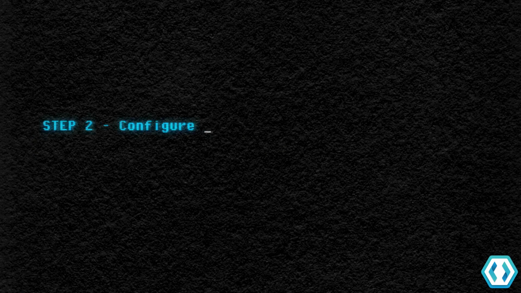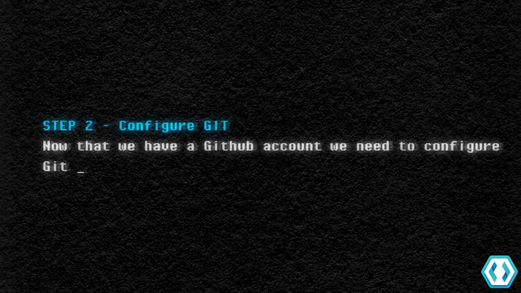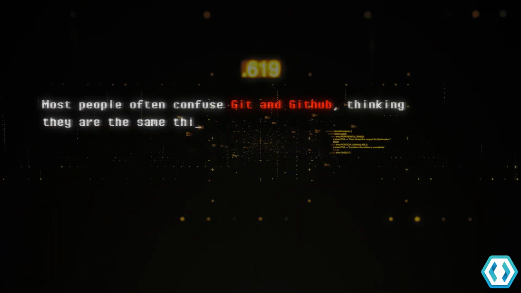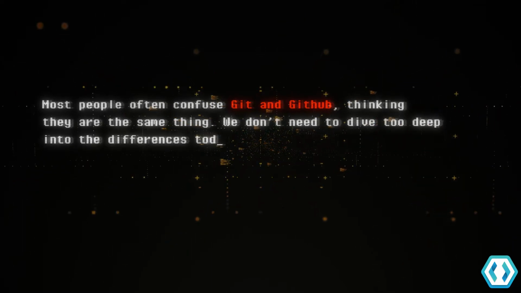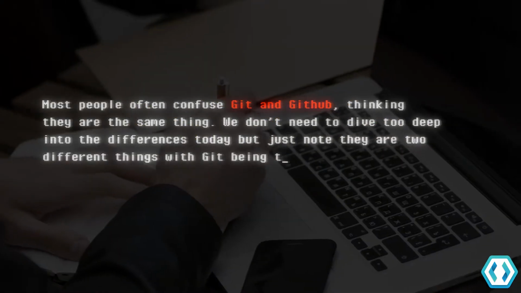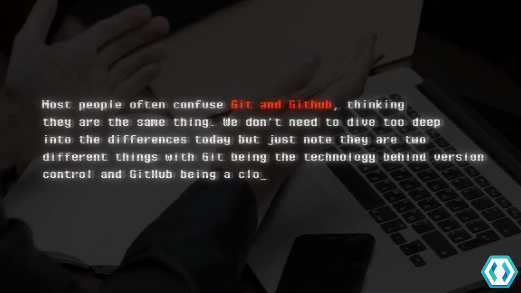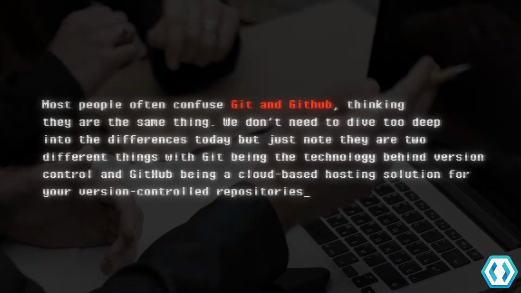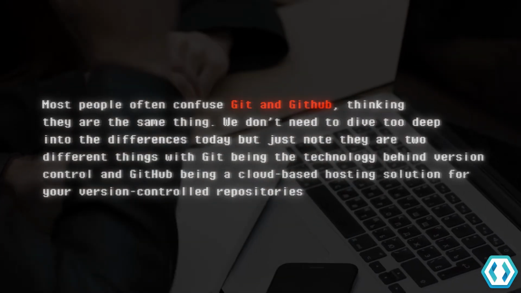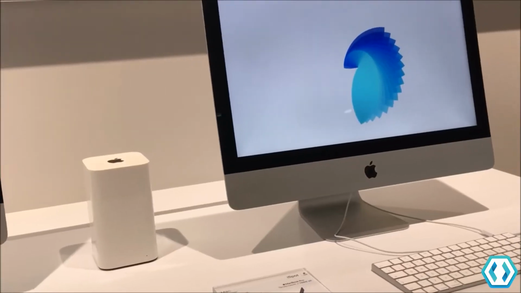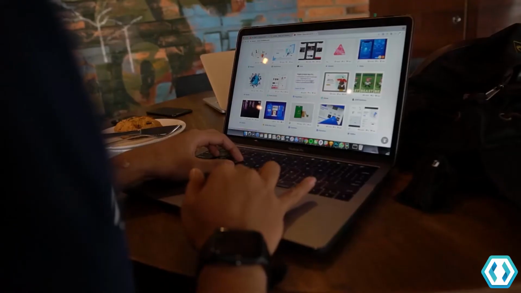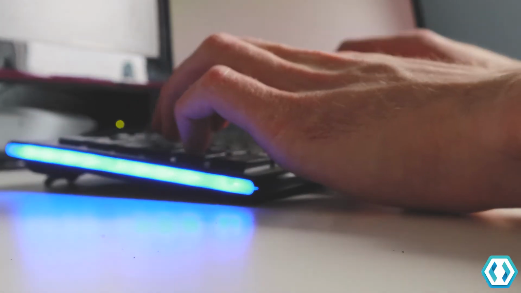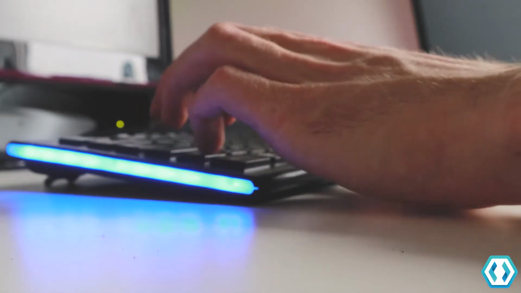Now that we have a GitHub account, we just need to configure Git on our local machine. Most people confuse Git and GitHub, thinking that they're the same thing. Now, we don't need to dive too deep into the differences today, but just note that they are two very different things, with Git being the technology behind version control and GitHub being the cloud-based hosting solution for your version-controlled repositories. Unlike Apple Macs, machines that run Windows do not come with Git pre-installed. So if you're a Windows user like me, you will first need to install Git before configuring it.